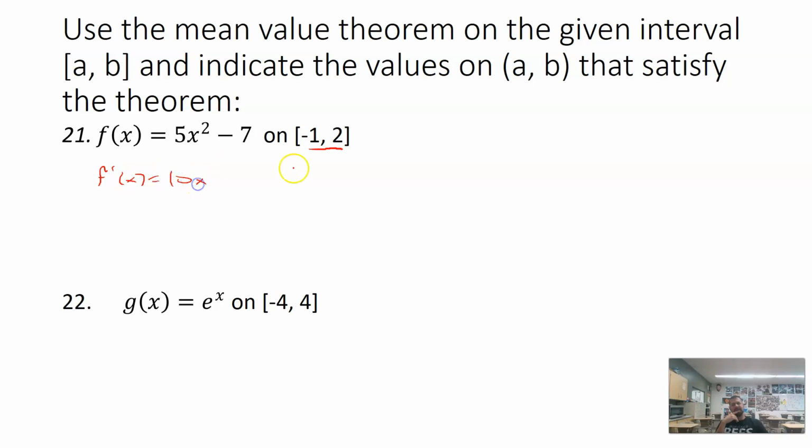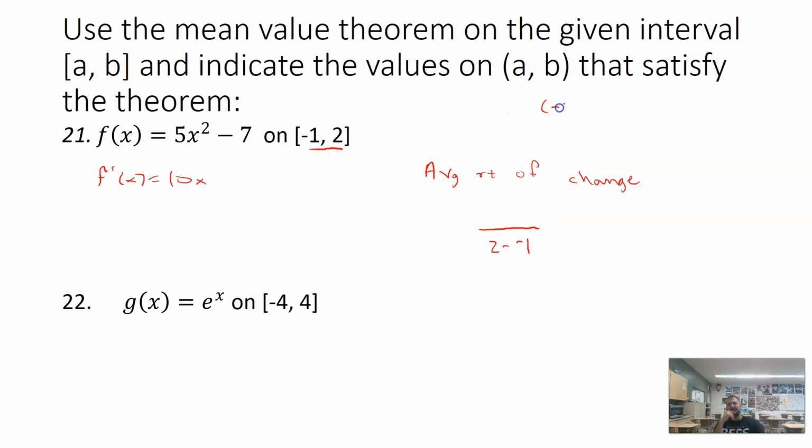So here the derivative is 10x. And we also need to know the average rate of change. Okay? So in this case, to find my average rate of change, we just barely talked about it, y2 minus y1 over x2 minus x1. So I've got 2 minus negative 1 on the bottom.